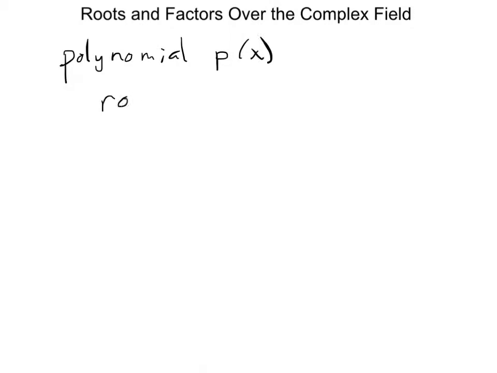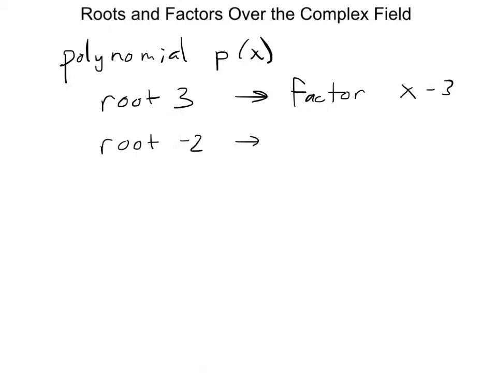if you had a root of 3, it meant that one of the factors of that polynomial was x minus 3. Right? If you had a root of -2, it meant that you had a factor of x minus -2 or x plus 2. Right? And it effectively means that if you've got a root of 3, then x minus 3 will divide into p of x.